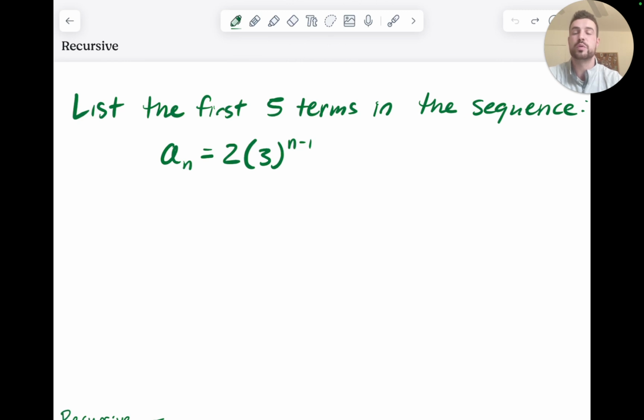Today what we're going to do is talk about what we call a recursive formula. To start here, it says list the first 5 terms in the sequence, and it provides us with an explicit formula. You might notice that because we are multiplying on the inside, this is a geometric sequence. If I want to find my first term, I have to plug in 1. So I have 2 times 3 to the 1 minus 1 power, which will simplify to just 2.